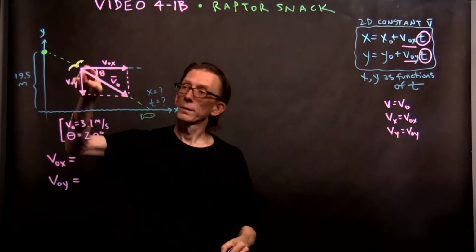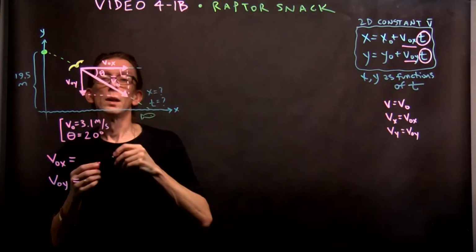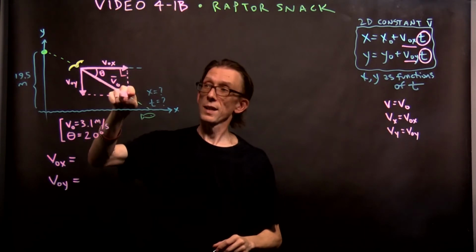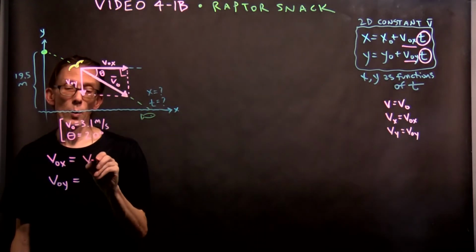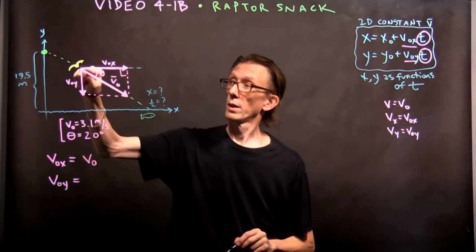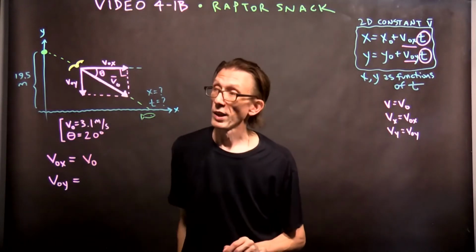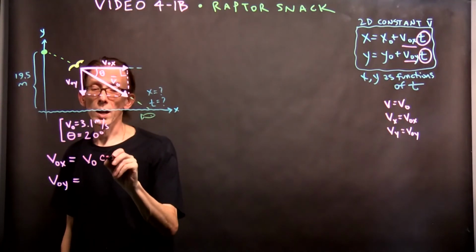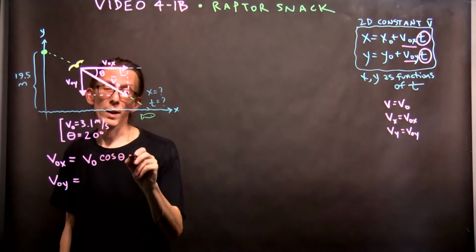Well, v naught x, right? If we consider this triangle here, here's our right angle. You can see that v naught x is the adjacent side to the angle. So v naught x is going to be v naught, which is the hypotenuse, right? This triangle I'm looking at, its hypotenuse is v naught. So v naught x is v naught times, it's the adjacent, so that's cosine theta.